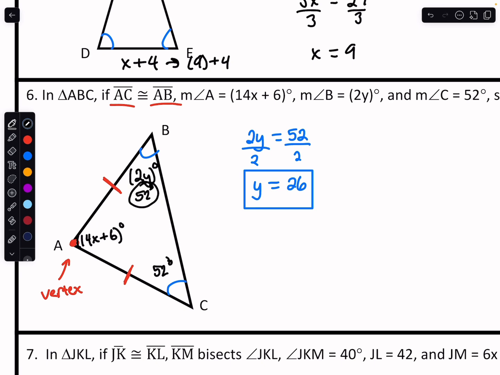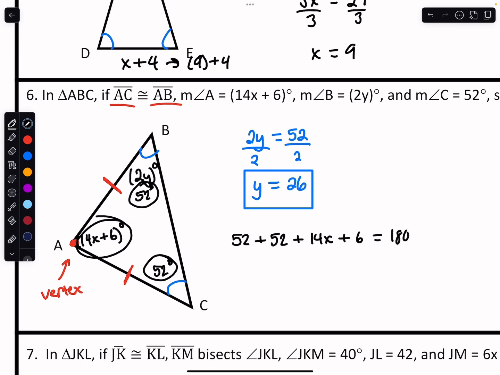But triangle sum theorem. 52 plus 52 plus 14x plus 6 has to equal 180 degrees. Alrighty, let's go and solve for x. So combine like terms. 52 plus 52 plus 6. That will get you 110 degrees. So 14x plus 110 is going to equal 180.